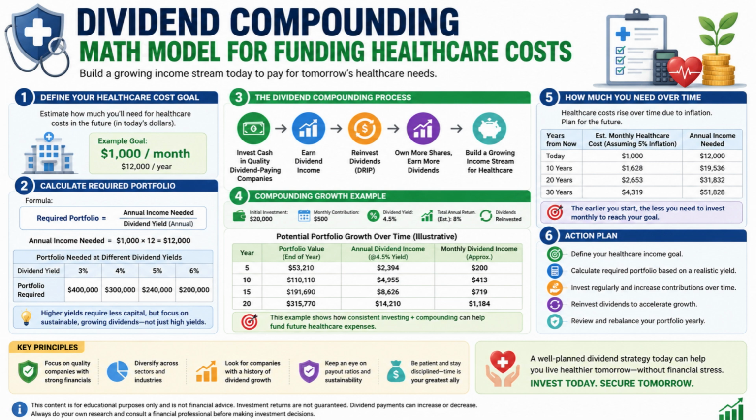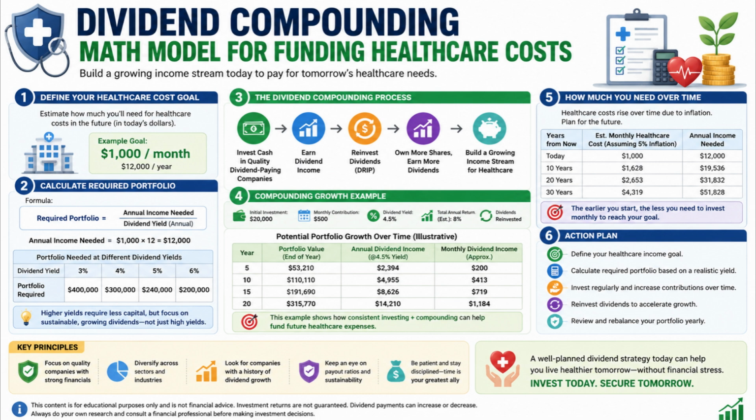Finally, after 20 years, the portfolio could grow to around $315,770. At a 4.5% yield, this could generate about $14,210 per year, or around $1,184 per month. This example shows how consistent investing and compounding can help fund future healthcare expenses. The key lesson is that the earlier an investor starts, the more time the portfolio has to grow. Time allows dividends to be reinvested, shares to accumulate, and income to increase gradually.